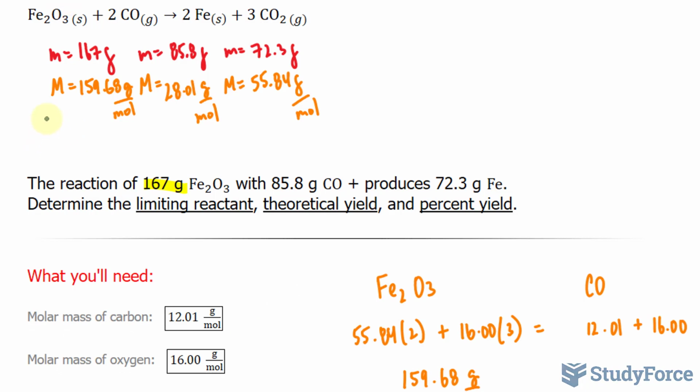Now, to find the limiting reactant, we need to first find the number of moles for each of these compounds. So starting with Fe2O3, I'll represent the number of moles by the letter N. And what I'll do is multiply 167 by the flipped or reciprocal version of this rate. The molar mass is considered a rate. We have one unit over another. So I'll take 167 grams and multiply it by 1 mole over 159.68. Notice the difference between the way this is written and the way this is written. Here, the gram units will cancel out, leaving us only with moles.